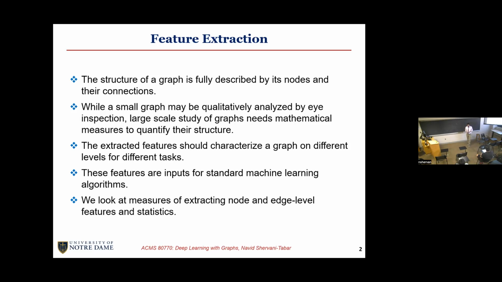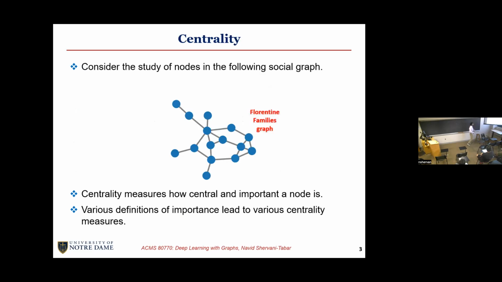If you have a small graph, your eye might be able to detect, okay, there's a cluster here, but that's also a qualitative measure, it's not quantitative. So the most natural thing is to come up with some measures to be able to characterize nodes in a graph. So that's the idea that we're starting with here. And we will first start with the node level.